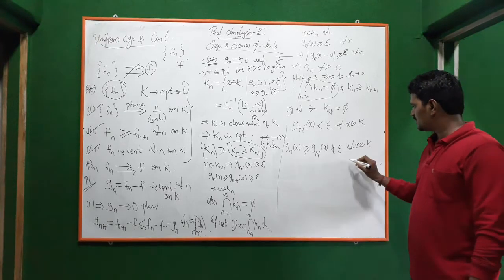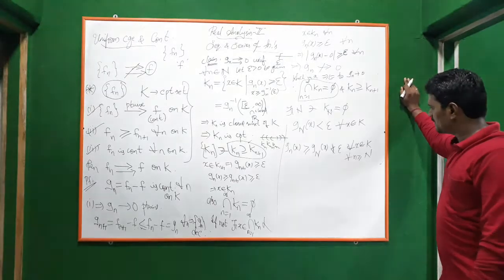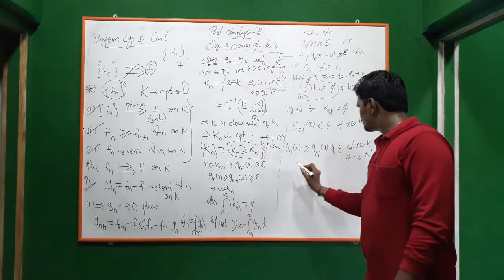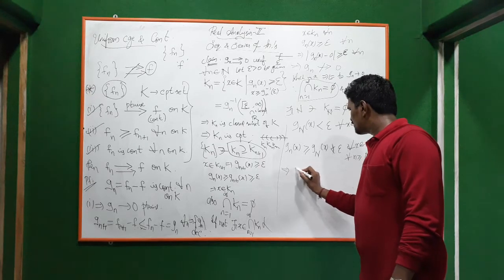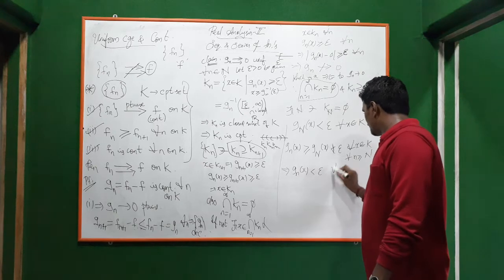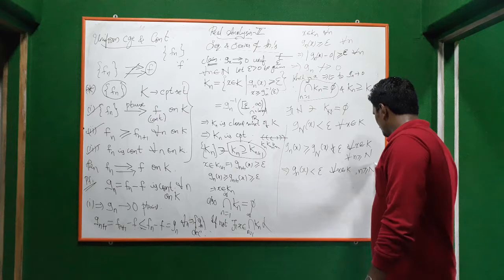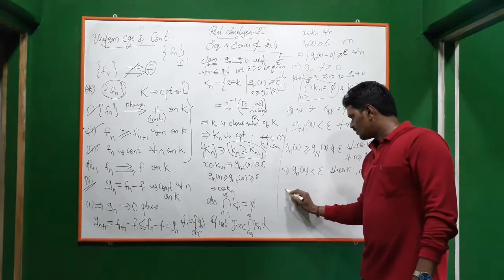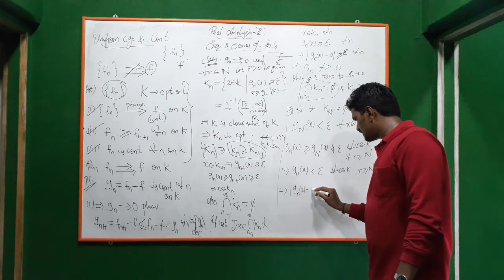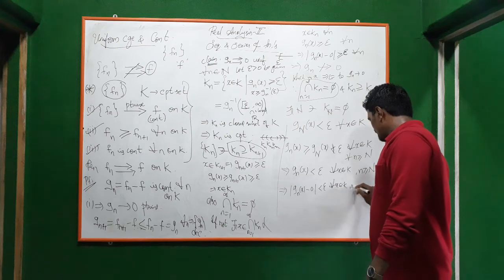And what is this N? For any n greater than or equal to N, Gn is a decreasing sequence, correct? Then this implies Gn of x is less than epsilon for every x in K and n greater than or equal to N. Also, this can be written as mod Gn of x minus 0 is less than epsilon for every x belongs to K, n greater than or equal to N.